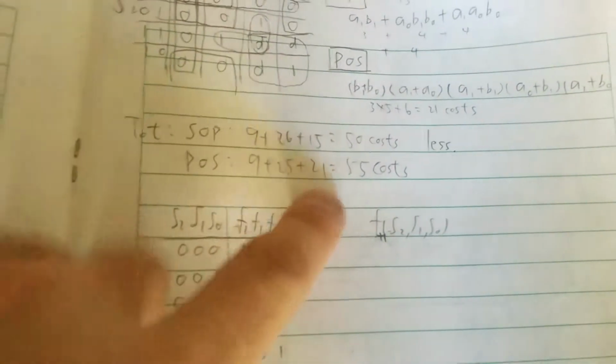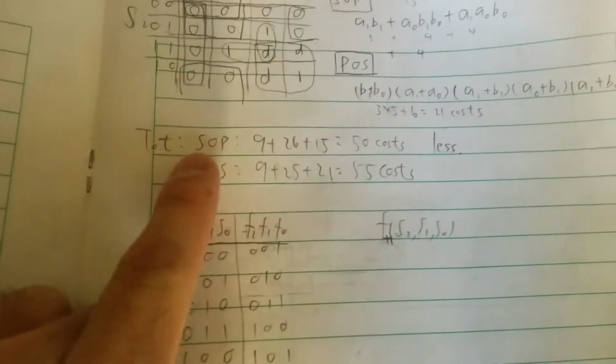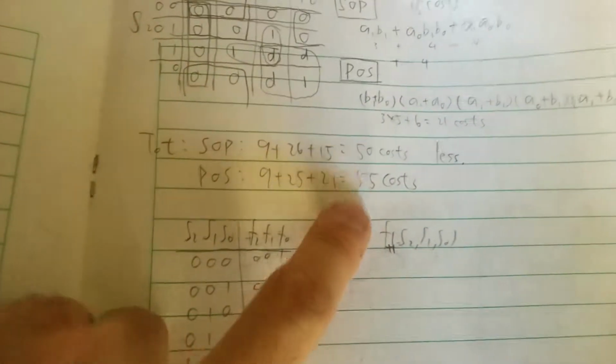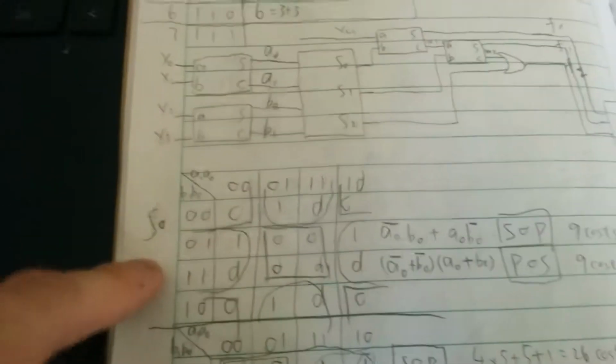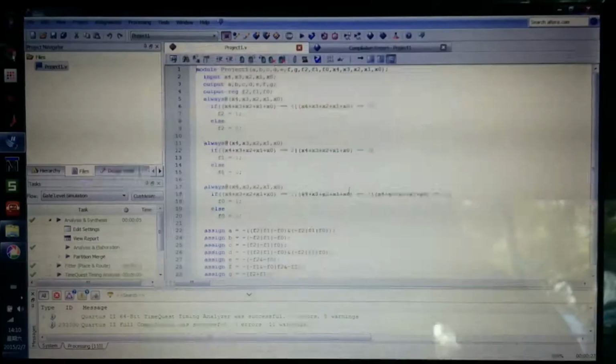And the total cost shows that SOP form wins, right? Okay. And I've already used the don't care terms to save some steps.